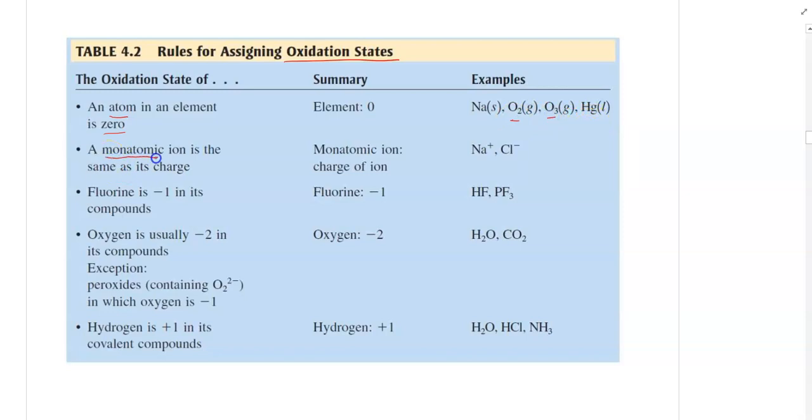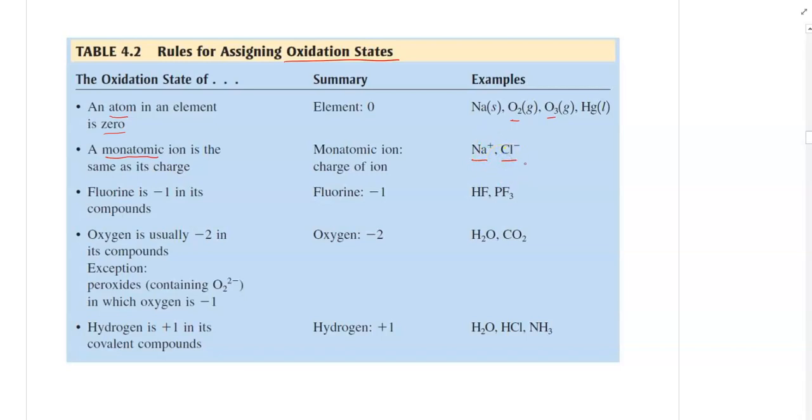The next one: a monatomic ion is the same as its charge, meaning that the oxidation state of a regular old monatomic ion that we've seen before is going to be the same as its individual charge. Now, we've talked a lot about monatomic ions in the past. For example, sodium ion has a charge of +1. We know that. But in this context of looking at oxidation states, the oxidation state of sodium is also +1. Now, there's probably some confusion as to why we even apply a different term, and that's fair. But in this context of reduction and oxidation, these oxidation states are much more useful. And it just so happens that it overlaps with the charges that we've already known.